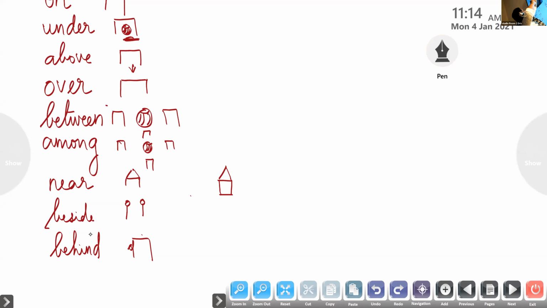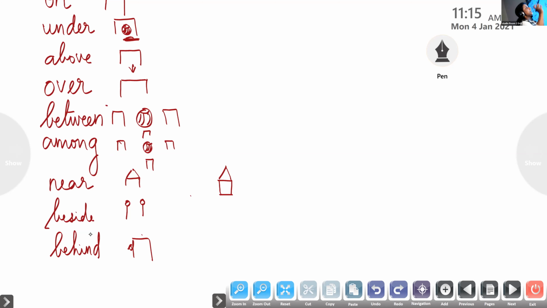Have all of you understood the position of the things? So the preposition of place tells us the position and also the location. Now we are moving on to the location of the things. Okay. So first one is the position. We saw the position of the things, now we are moving on to the location.